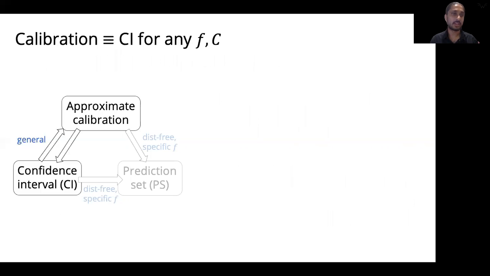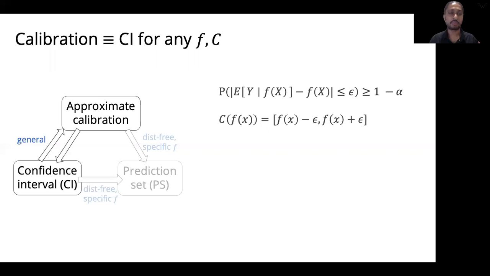Let's first consider calibration and CI. I briefly mentioned this in the definition section, but we show this formally. Consider that you have calibration, whose definition is given here. Then you can define C(f(X)) equal to f(X) plus or minus epsilon. It's easy to see that this construction guarantees that the expected value of Y given f(X) belongs to C(f(X)) with probability at least 1 minus alpha.